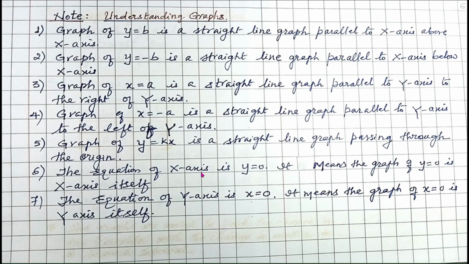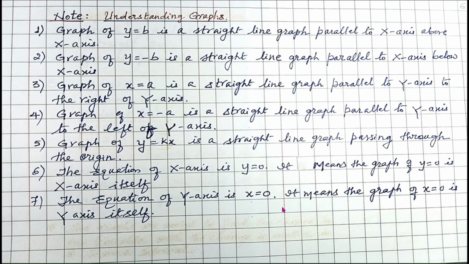The equation of the x-axis is very important. The equation of the x-axis is y is equal to 0. Please remember, because every value of y on the x-axis is 0, therefore the equation of the x-axis is y is equal to 0. It means that the graph of y is equal to 0 is the x-axis itself.